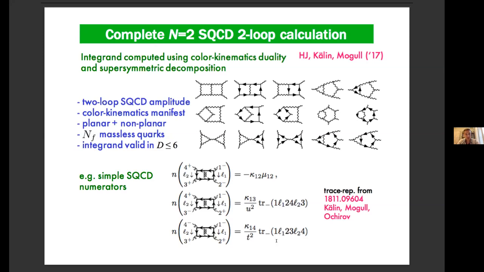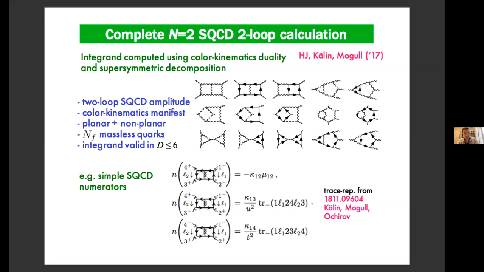It turns out that they're very simple. They can be written in terms of gamma traces. This is a chiral gamma trace. There are some additional state-dependent factors, but let me not go into details. If you actually want to see these numerators, I advise you to go to this paper here, where it was found that they were traces. The original calculation has a slightly more complicated expression, but it turned out that they were all equivalent to traces.